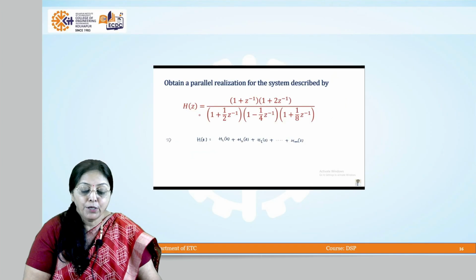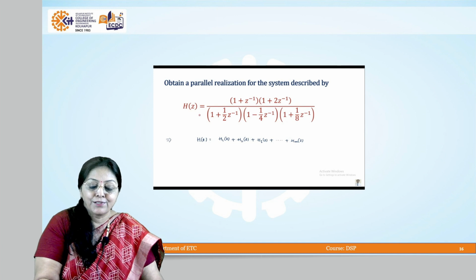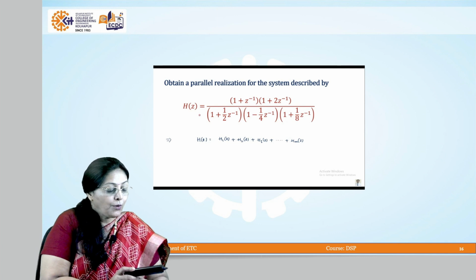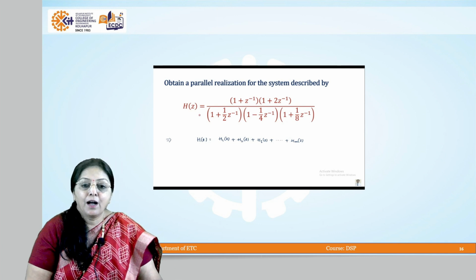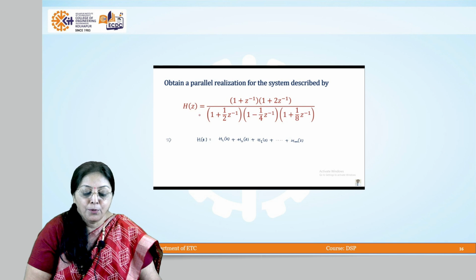Okay. Now, we are going to focus on one problem on the parallel realization. Obtain the parallel realization for the system. This is the equation mentioned here. What will we have to do? 1 plus 1/2 z raised to minus 1, 1 minus 1/4 z raised to minus 1. These are the three factors in the denominator, and two factors in the numerator.